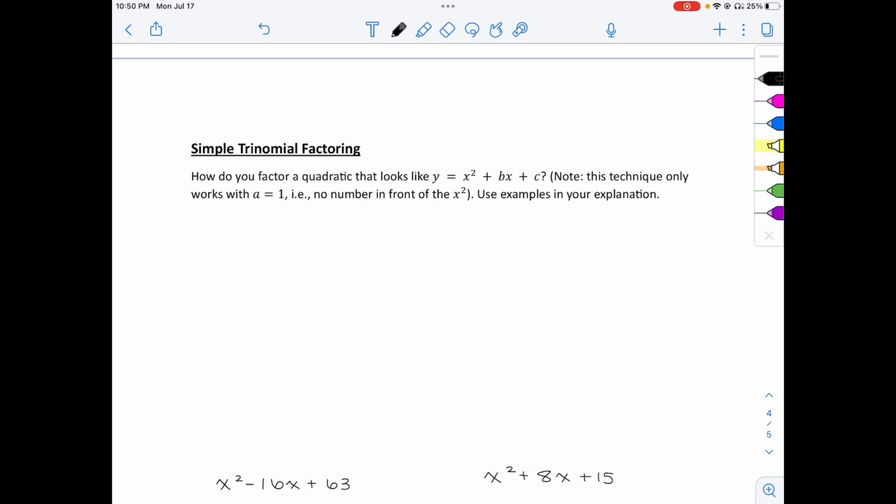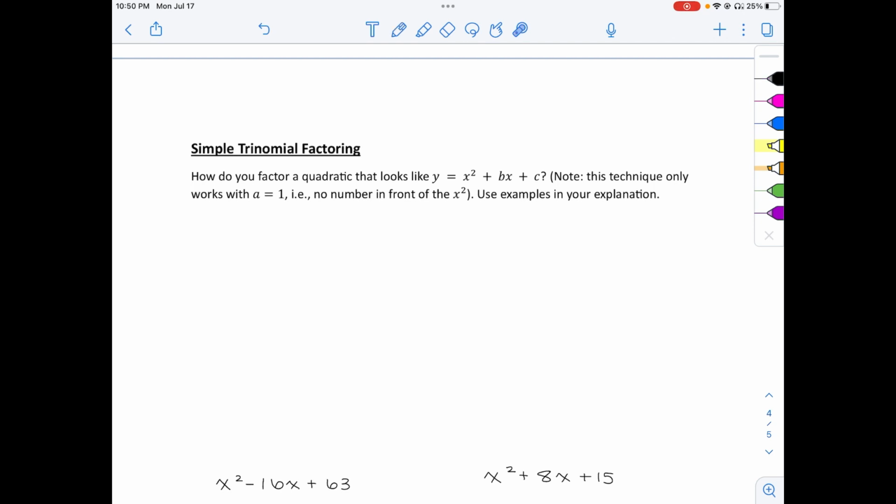The last thing we are going to look at today is what we call simple trinomial factoring. So this is a method that will allow you to very quickly and easily go from standard form of a quadratic relation to factored form. Now, before we start, it's important to know what a simple trinomial is.